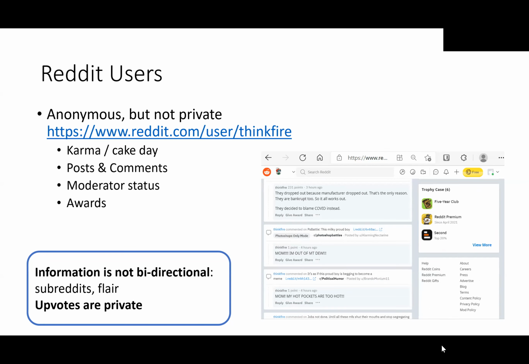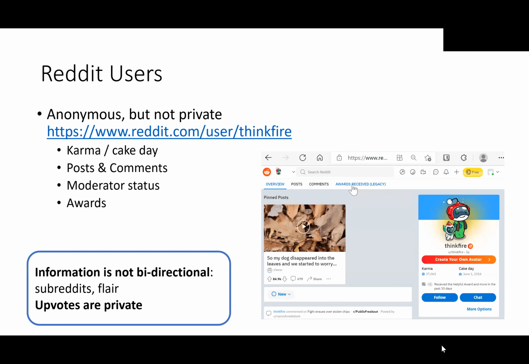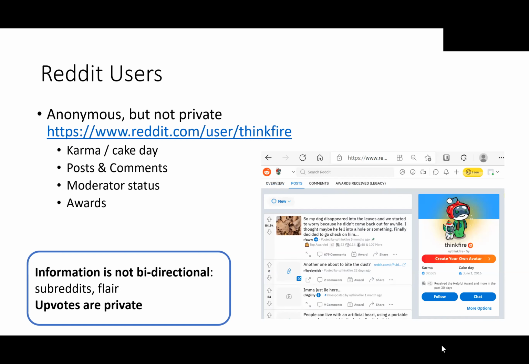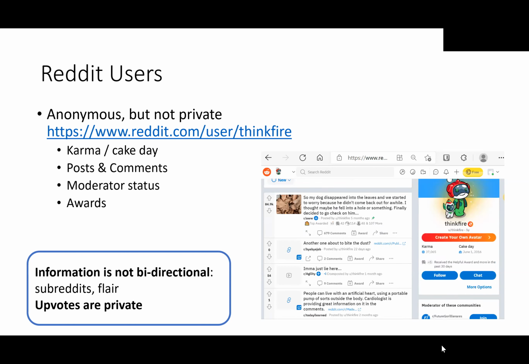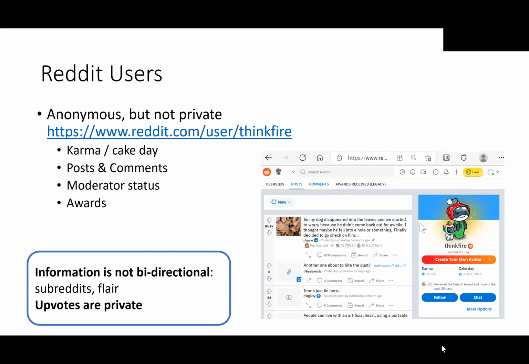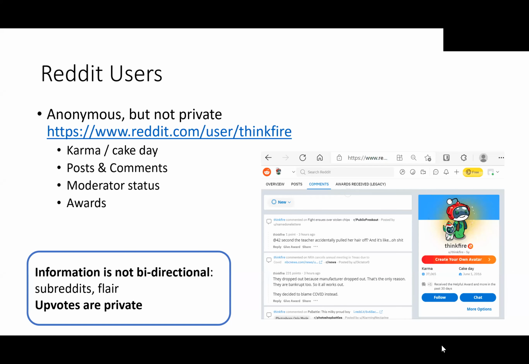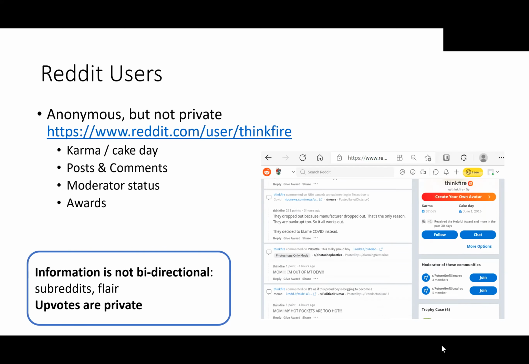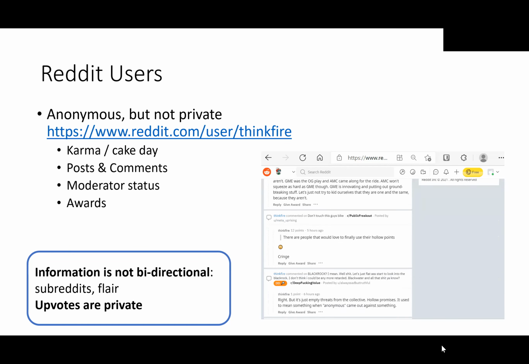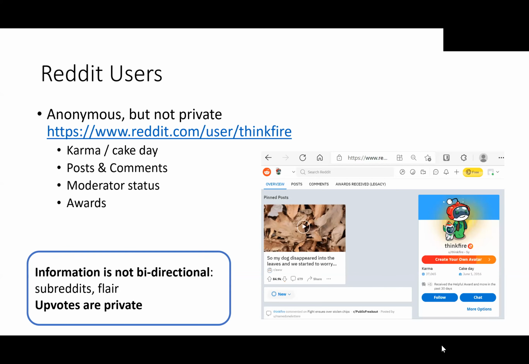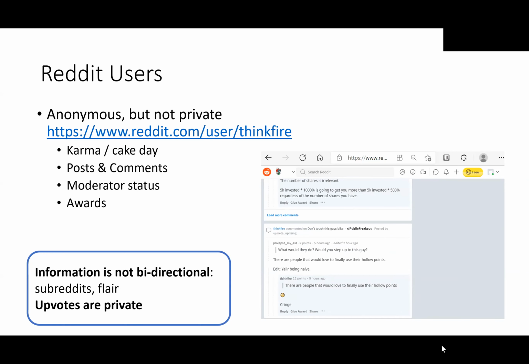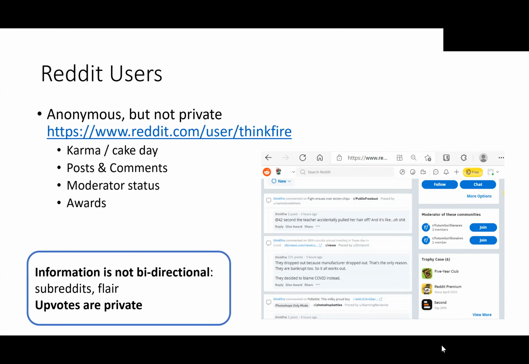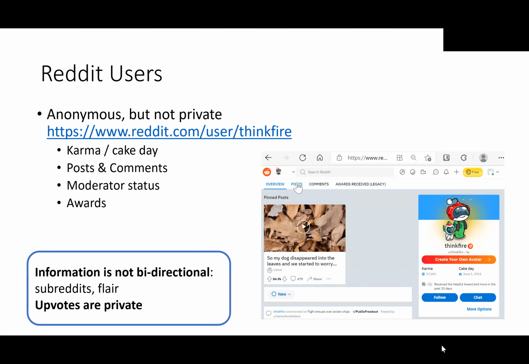The one big thing you don't see is their upvotes. If you go to somebody's user page, you can't see what content they gave an upvote or a downvote for. I think that's interesting because it's essentially trying to maintain some level of privacy or anonymity of beliefs. But essentially, I think you can still extract those beliefs from what they're posting or what their comments are. But nonetheless.